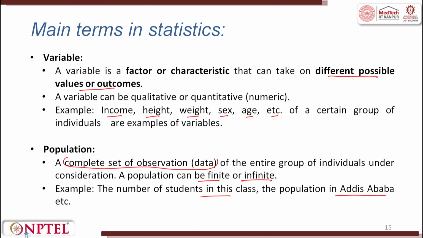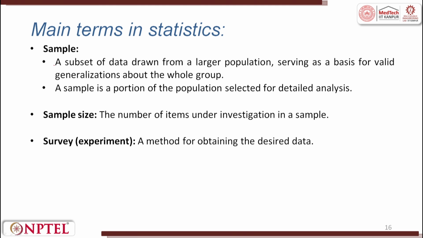When we talk about population, we have to talk about sample. Sample is a subset of data drawn from larger population, serving as a basis for valid generalizations about the whole group. A sample is a portion of population selected for detailed analysis. Selection of sample is also a very important factor. Sampling techniques are there, the way you select the sample: random sampling, stratified sampling, systematic sampling, multi-stage sampling, so that your sample that is selected, that is only you are trying to test or trying to measure to present the behavior of the whole population. So, sampling techniques are also important.